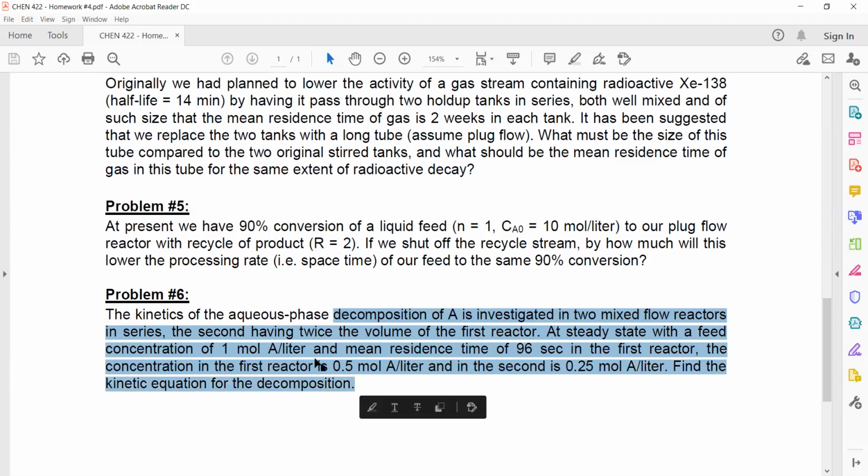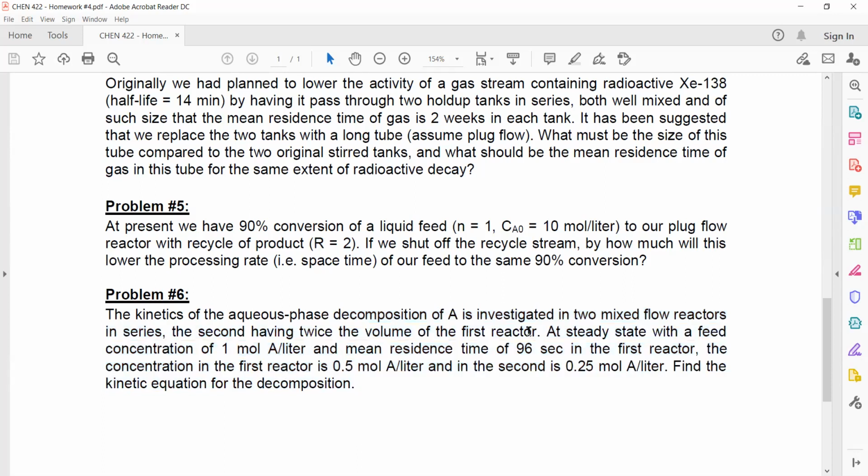So I need to find K. I'm being told that there are 2 mixed flow reactors, and the second one is twice the volume. I'm given that the concentration CA naught is 1, tau 1 is 96 seconds, CA1 is 0.5, and CA2 is 0.25. So I'm given all the concentrations and the tau in the first reactor, and I need to find the kinetic equation. It seems that we're going to use a similar approach. Let's just draw the situation and then plan it.